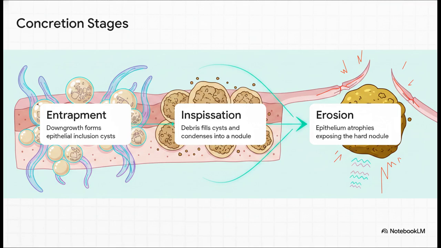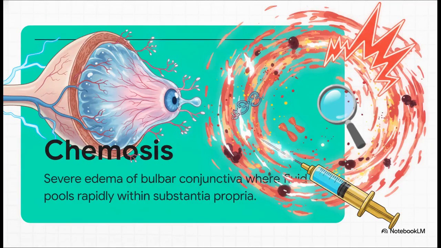And that is the exact moment your patient comes in complaining of a sharp, mechanical foreign body sensation every single time they blink. Now, on the complete opposite end of the fluid spectrum, we have chemosis. This is severe edema specifically of the bulbar conjunctiva. Because this particular tissue is so loosely adherent to the underlying Tenon's capsule, fluid can pool incredibly fast. We're talking sometimes in mere minutes. It just rapidly accumulates within the substantia propria.